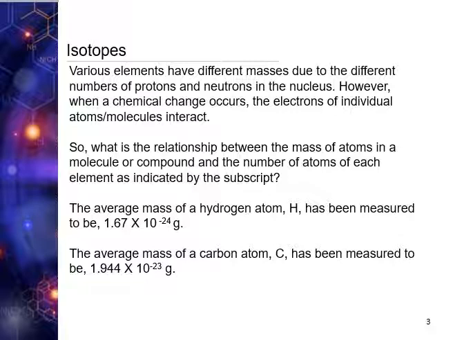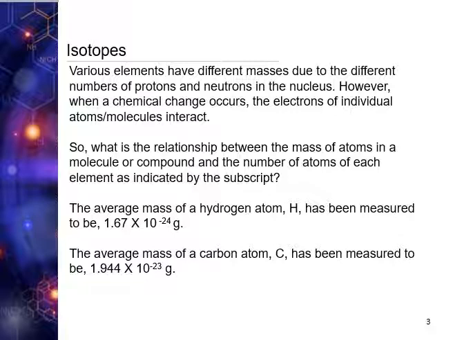However, when a chemical change occurs, the electrons of individual atoms or molecules interact. So what is the relationship between the mass of atoms in a molecule or compound and the number of atoms of each element as indicated by the subscript?